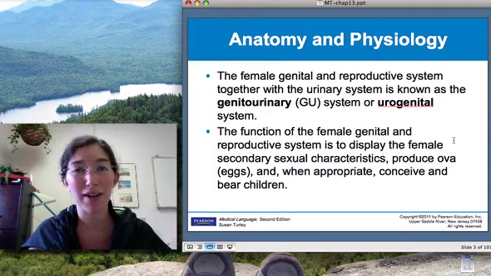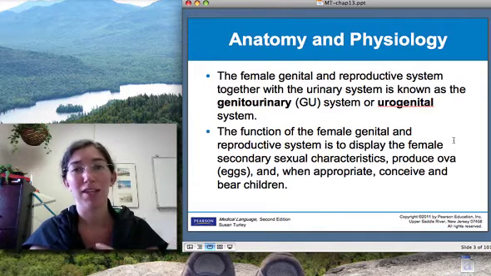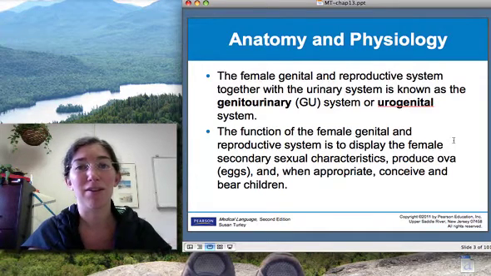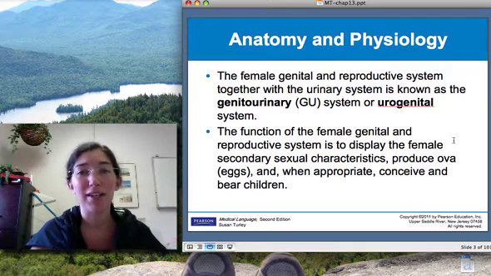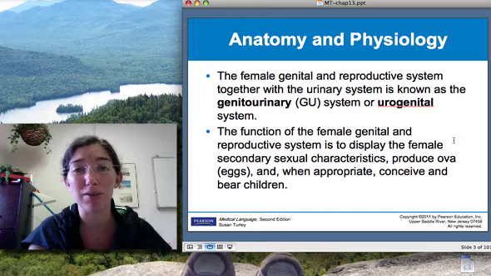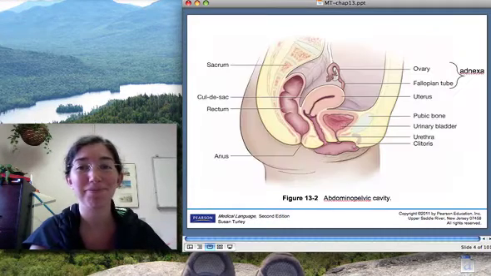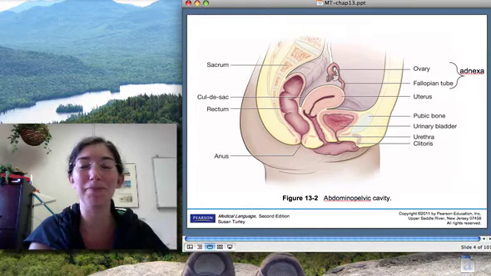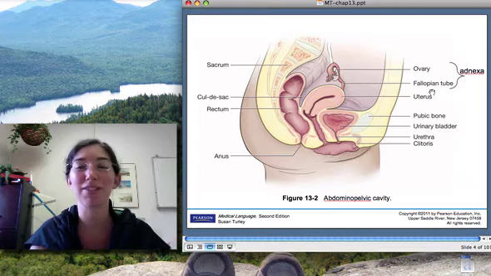So just like with the male reproductive system, the female reproductive system is also sort of grouped in with the urinary system, sometimes called the genitourinary system or the urogenital system. But of course, just like any reproductive system, the function of it is to reproduce, to make babies, as they say, or as I say. And we'll talk about the specific functions of each part of the female reproductive system.